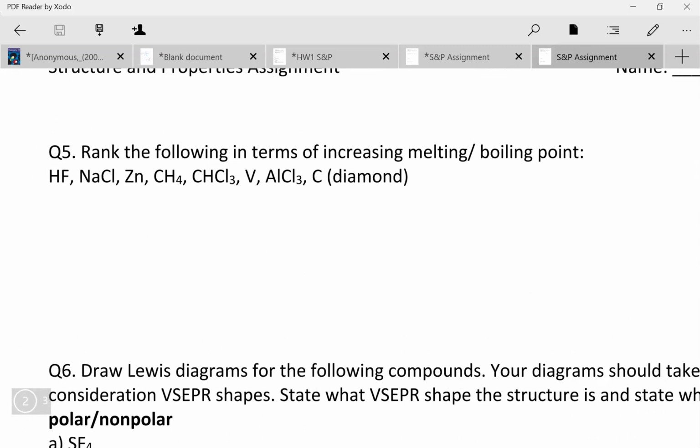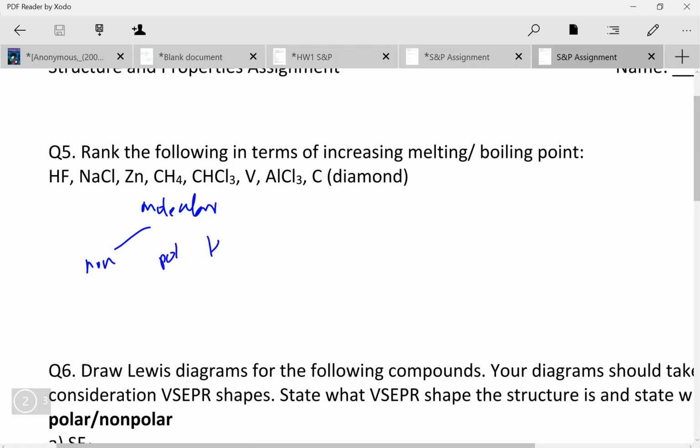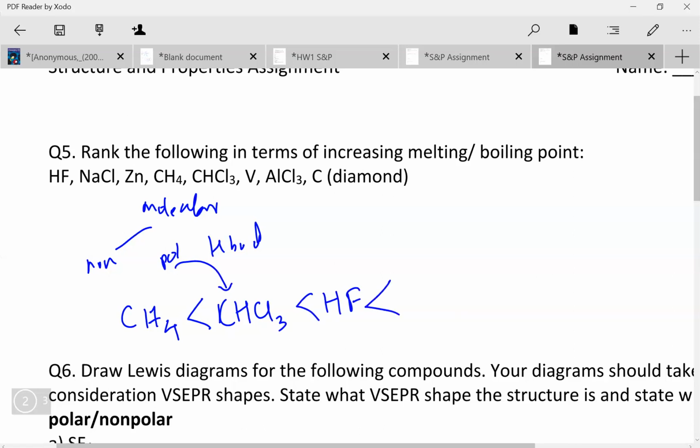So here we start with, we know the lowest boiling points are for the molecular compounds, and even then we have a range from nonpolar to polar to hydrogen bonding. So if we're ordering those, CH4 will be the lowest boiling point. CHCl3 will be the next because that's the polar one. HF has hydrogen bonding, so it will be higher boiling point.